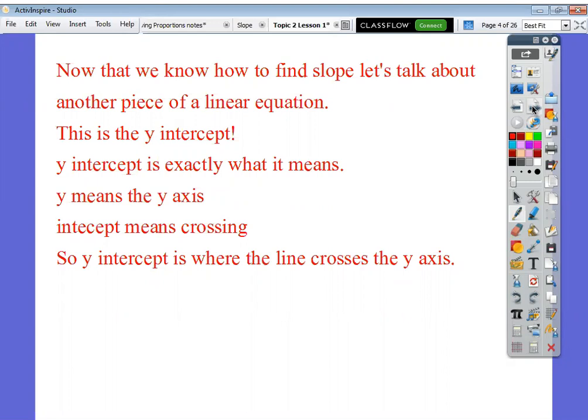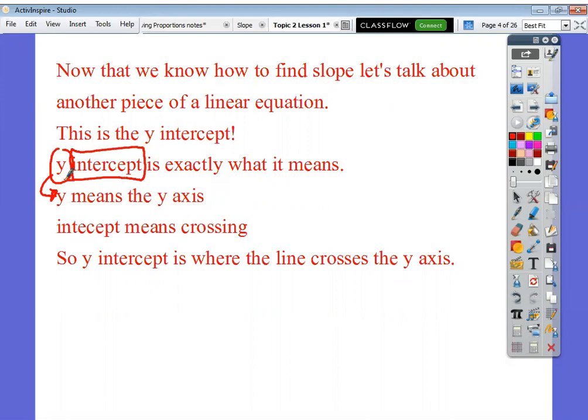y-intercept. Yep. It's called the y-intercept. Now, y-intercept is exactly what it sounds like. It's exactly what it means. Y means the y-axis. So this y right here really means it's coming from the y-axis. And then intercept is exactly what intercept means.